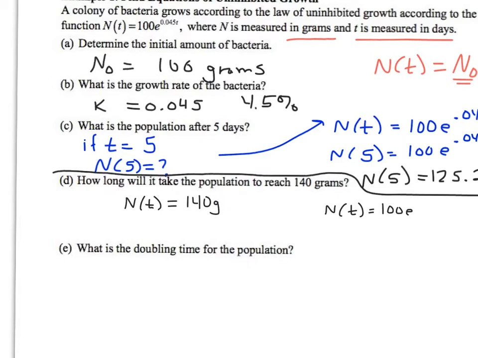Oops, we know what k is. K is 0.045, so let's put that in there. So now it says, if the number is 140, can we solve for how long that takes? What we get is just a pretty simple exponential equation. Just like always, I'll start by dividing both sides to get the base by itself. So 140 divided by 100 is 1.4 equals e to the 0.045t.